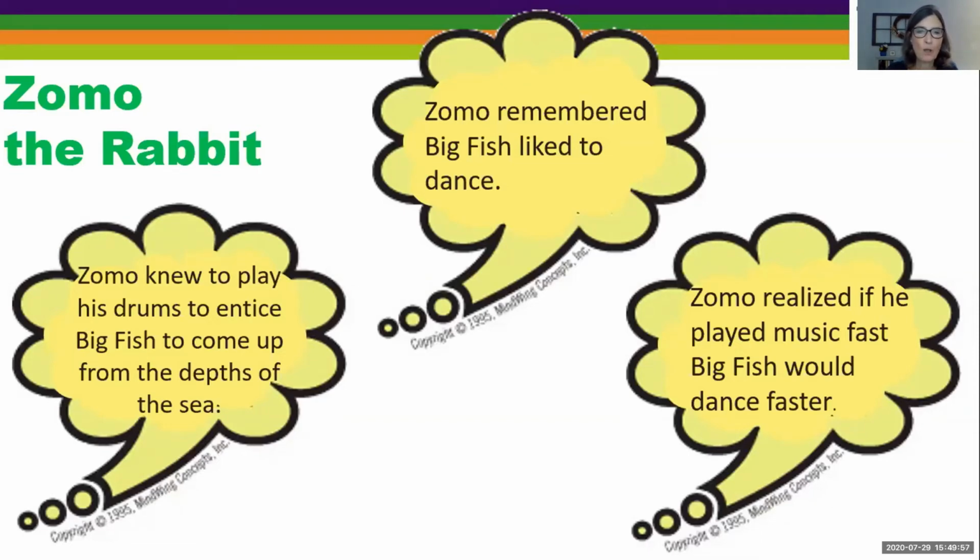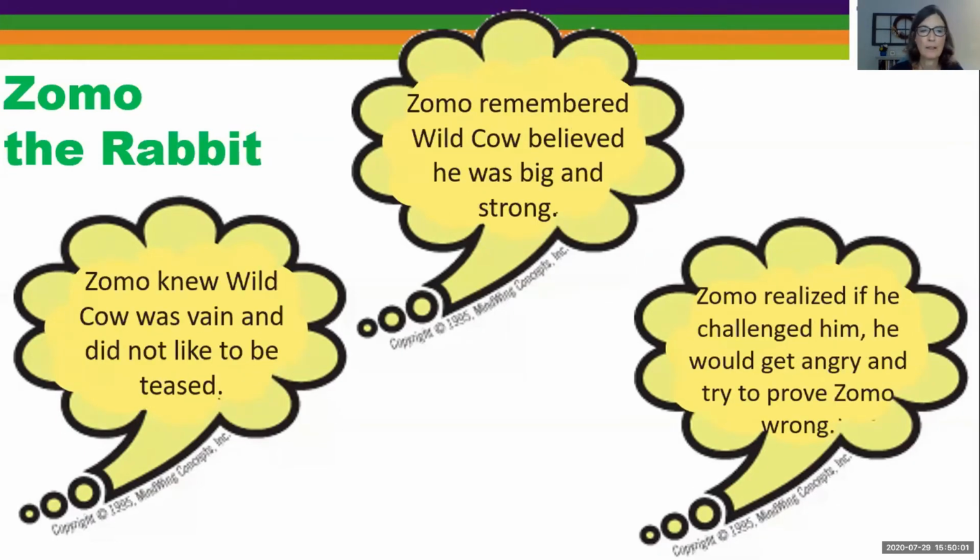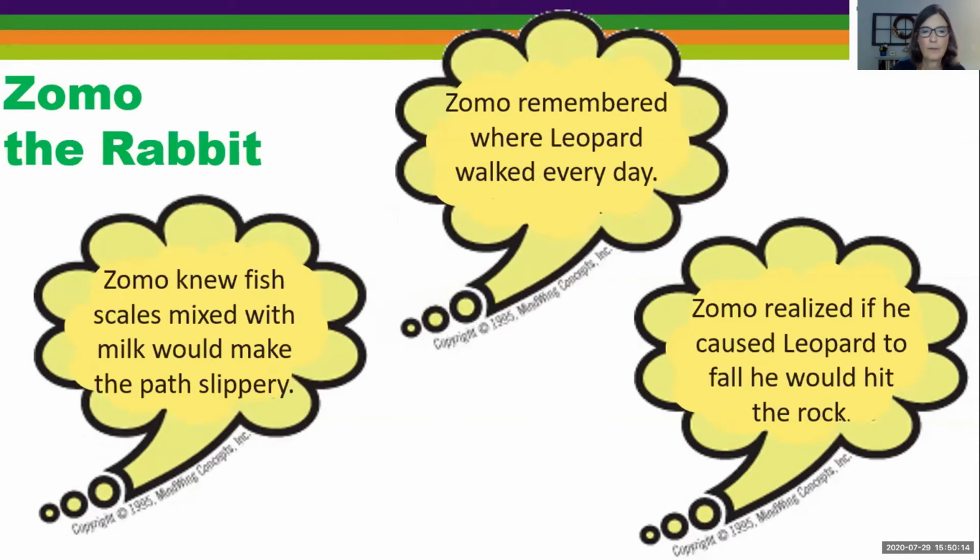What does Zomo know? What does he remember? And what does he realize? And so I gave them all of you. He knew Wild Cow was vain and did not like to be teased. He remembered Wild Cow believed he was big and strong. He realized if he challenged him, he would try to prove Zomo wrong. And then the last one was he knew if fish scales mixed with milk would make it slippery. He remembered where he walked every day.